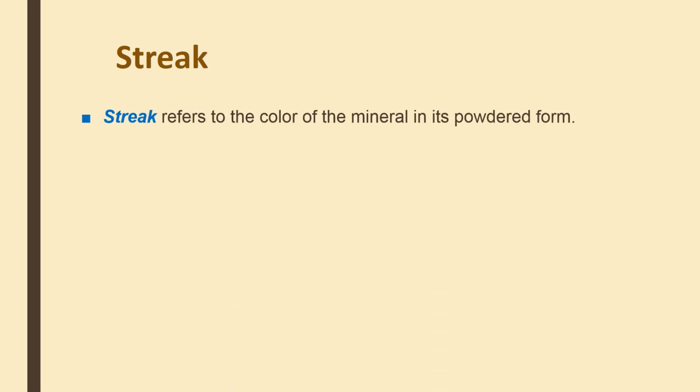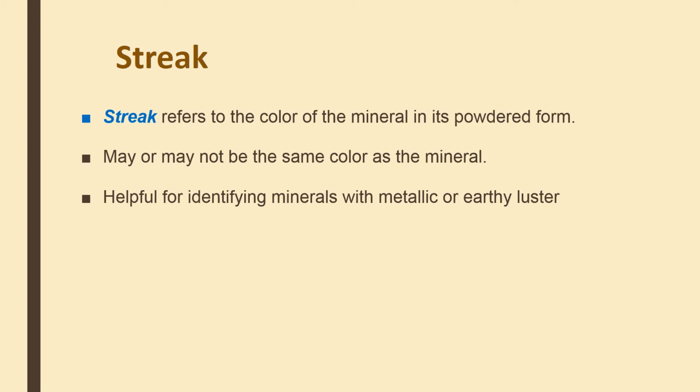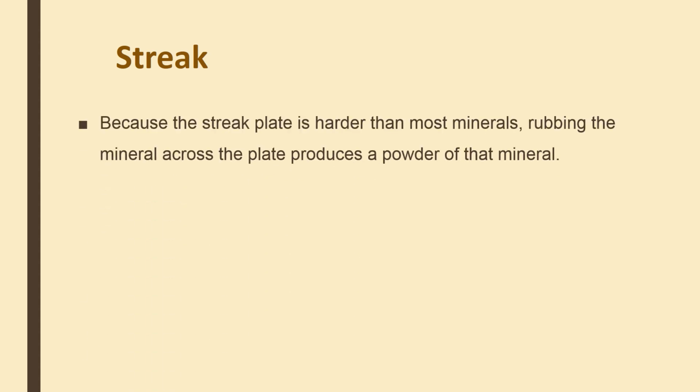Streak. What is a streak? Streak is the color of the powder of the mineral, not the color of the mineral itself. So streak refers to the color of the mineral in its powder form, and may or may not be the same color as the mineral. This property is helpful for identifying minerals with metallic or earthy luster. Because the streak plate is harder than most minerals, rubbing the mineral across the plate will give you the powder of that mineral, and we call it a streak.